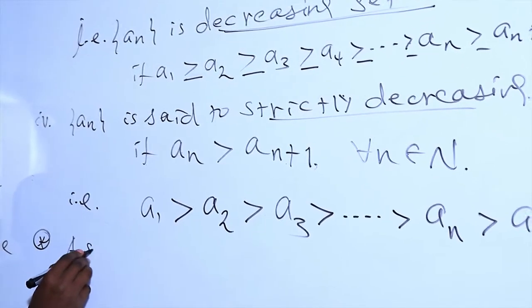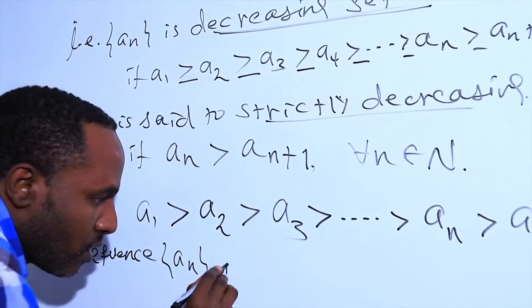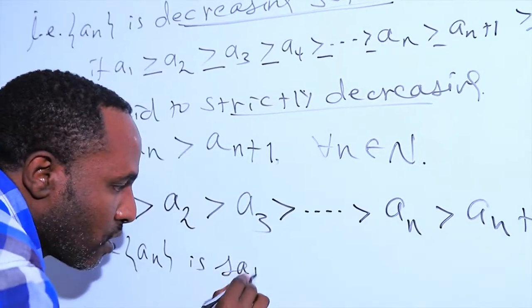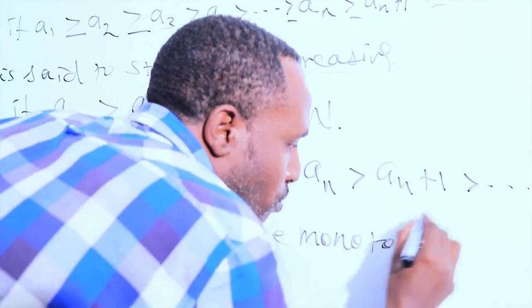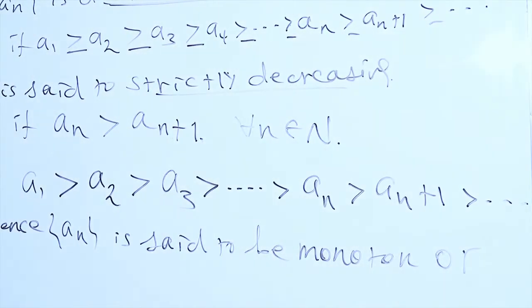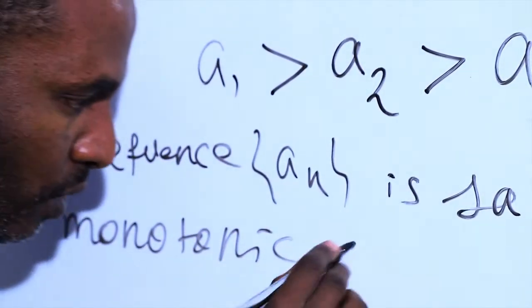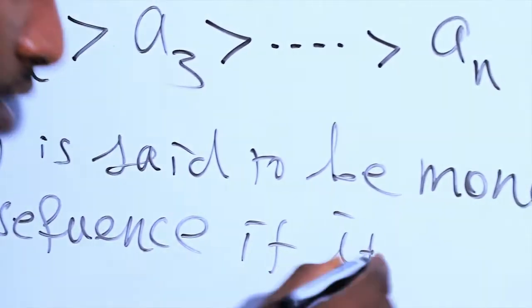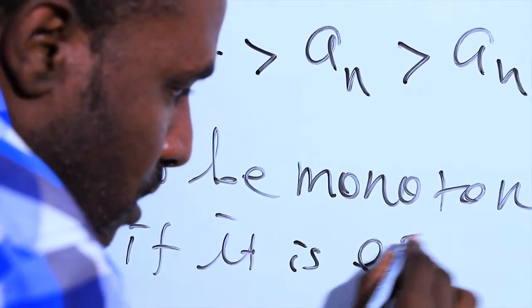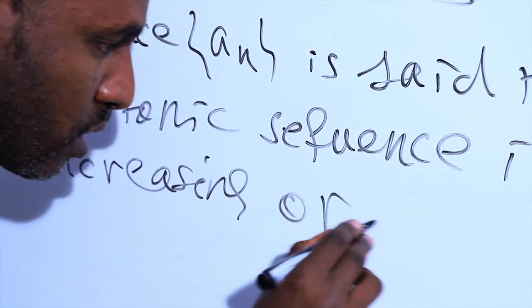A sequence an is said to be monotone, or we can say monotonic, or monotonic sequence, if it is either increasing or decreasing sequence.